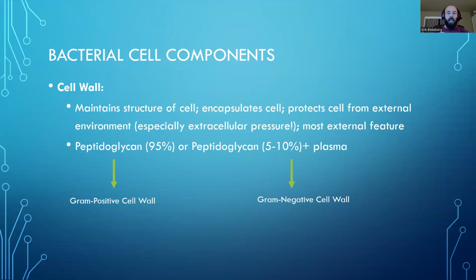Now, there are two major types of cell walls. There are gram-positive cell walls and gram-negative cell walls. All of this is going to depend on how much peptidoglycan is in that cell wall. The gram-positive cell wall is going to be mostly peptidoglycan, whereas a gram-negative cell wall is going to be some peptidoglycan and then a lot of other structures as well as plasma.